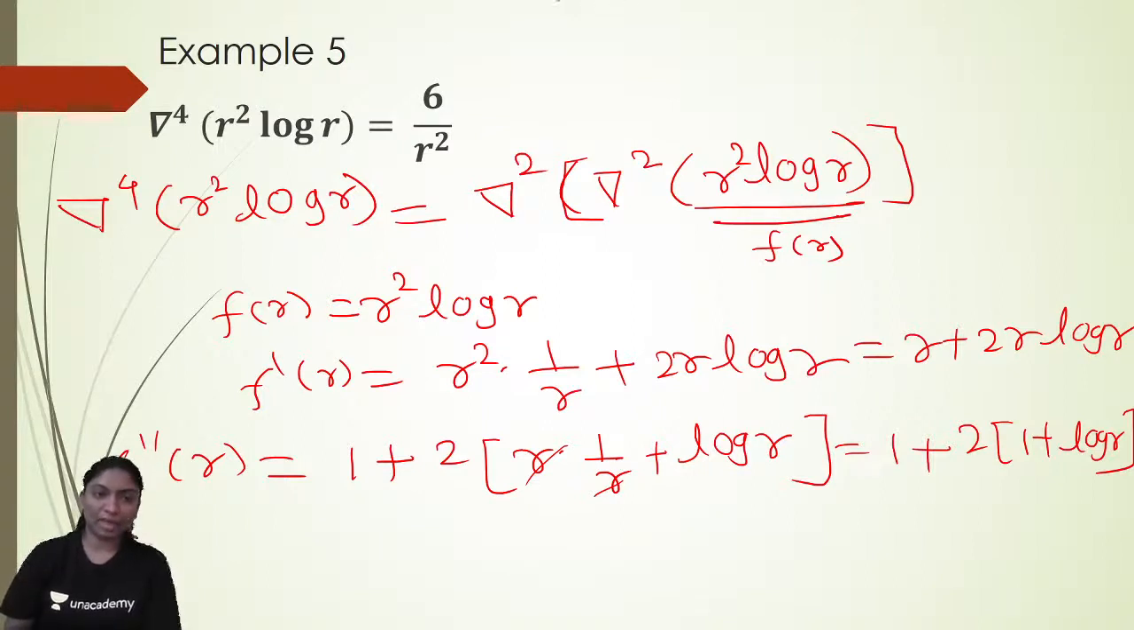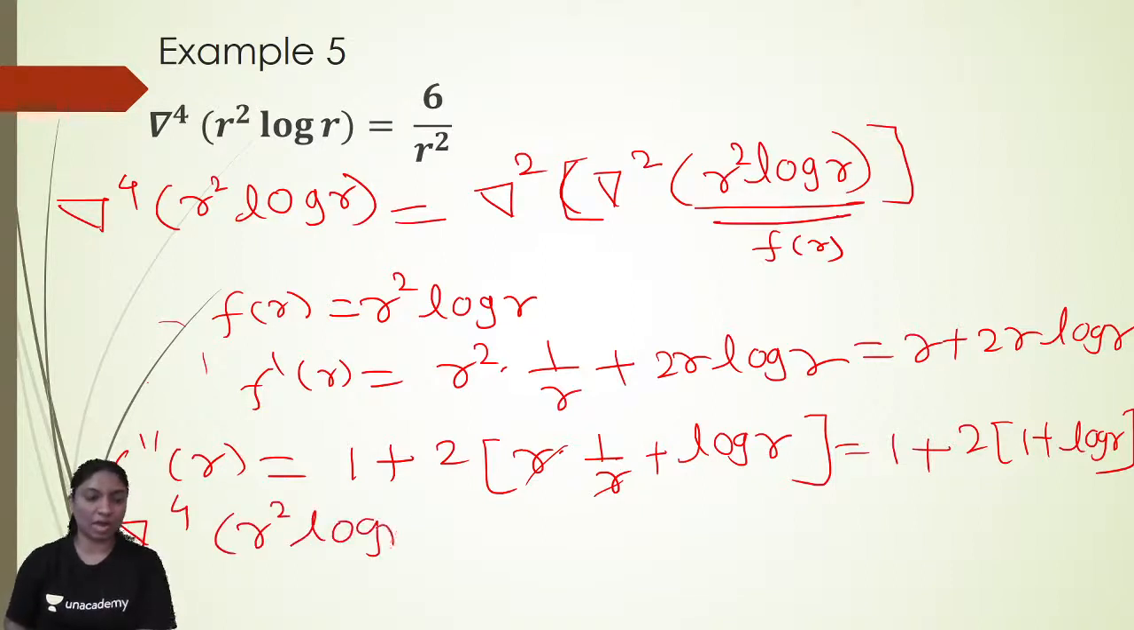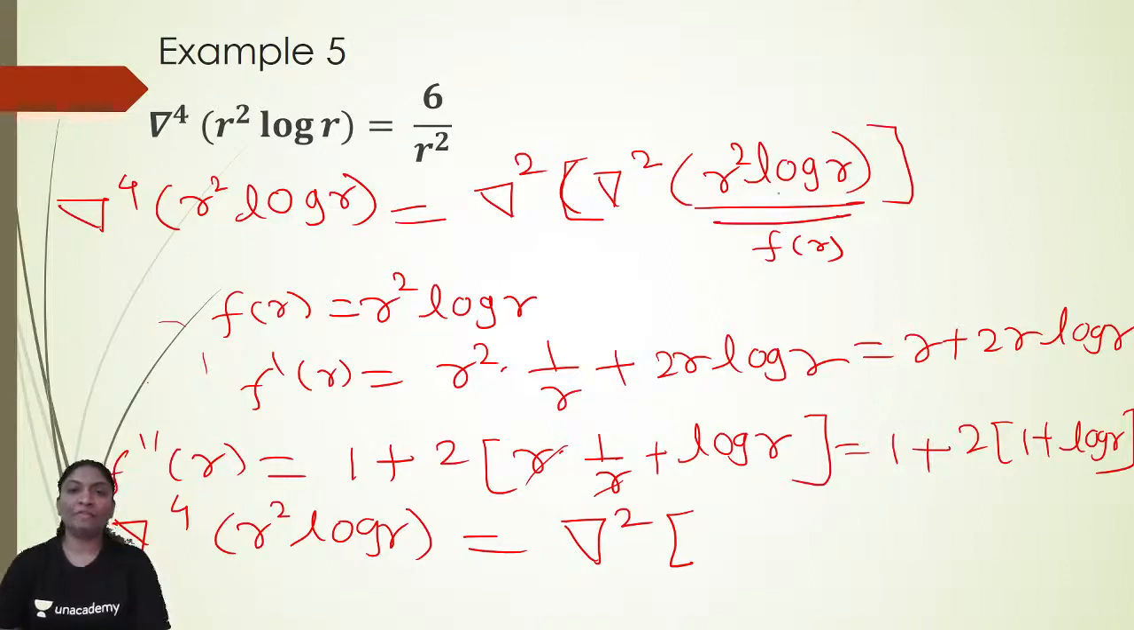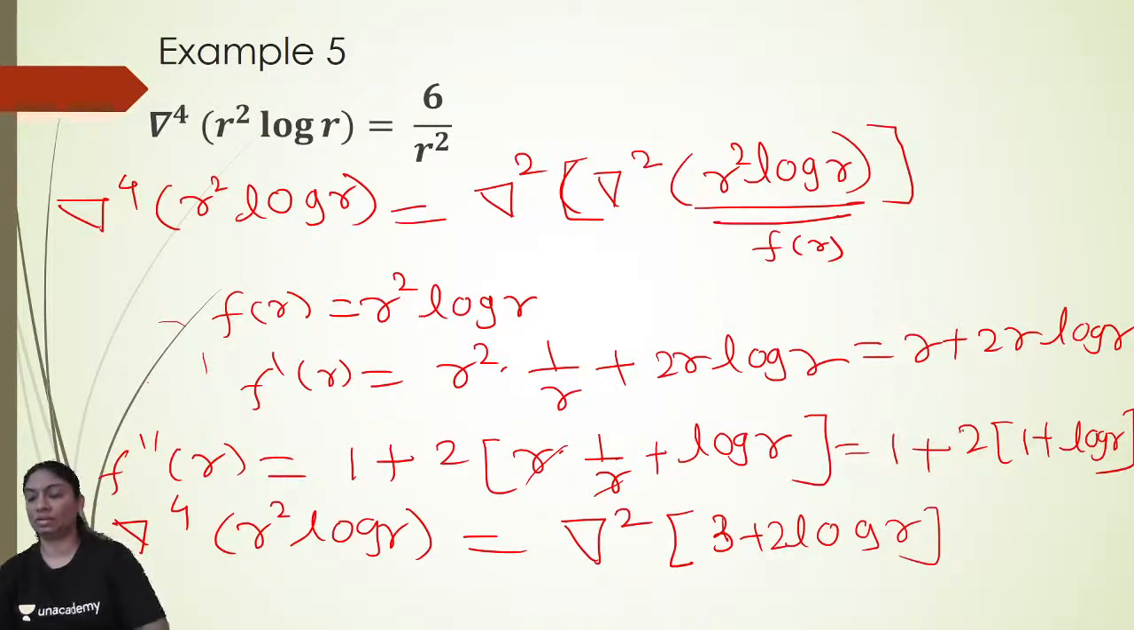अब हम बैक टू द यहाँ पे आएंगे हम लोग, तो डेल स्क्वायर ऑफ यहाँ पे क्या हो जाएगा, डेल स्क्वायर डेल रेज टू 4 ऑफ r स्क्वायर log r. तो मैं कैसे प्रूव करूंगी, डेल स्क्वायर ऑफ, फिर डेल स्क्वायर ऑफ यहाँ पे हो गया एफ ऑफ आर, तो डेल स्क्वायर ऑफ एफ ऑफ आर क्या है हमारा एफ डबल डैश ऑफ आर, तो एफ डबल डैश ऑफ आर क्या है 1 प्लस यहाँ पे बन गया 1 प्लस टू लॉग आर, तो यहाँ पे हो गया 3 प्लस टू लॉग आर, 1 प्लस टू लॉग आर, तो ये बन गया 1 प्लस 1 दैट इज 3 प्लस 2 log r.